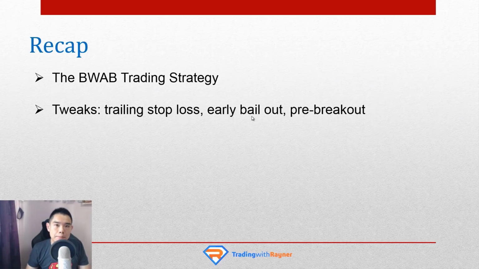So to recap, today you've learned about the BWAP trading strategy. I shared a few tweaks with you. You can adjust your trailing stop loss if you want to ride a longer or shorter term trend, and you can use the early bailout technique to reduce the size of your losses. And finally, we talked about the pre-breakout technique, entering your trade right before the breakout occurs. And then we talked about the pros and cons of this as well.